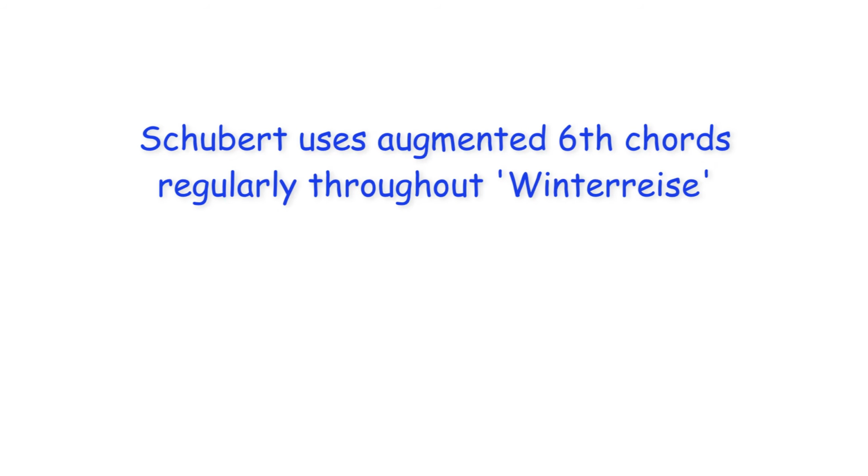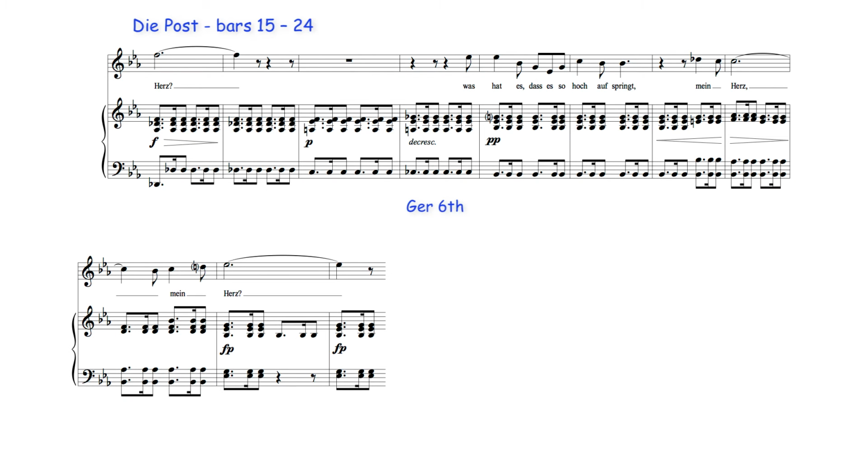Schubert uses augmented sixth chords regularly throughout Winterreise. In most instances they are arranged as here in so-called root position. This German sixth uses the common root position resolution to the initial chord of a cadential 6/4, which is here in the tonic key of E flat major. The initial cadential 6/4 chord, however, is here prolonged and only moves to the dominant in bar 23 after moving through E flat major's supertonic and subdominant and a couple of secondary chords.